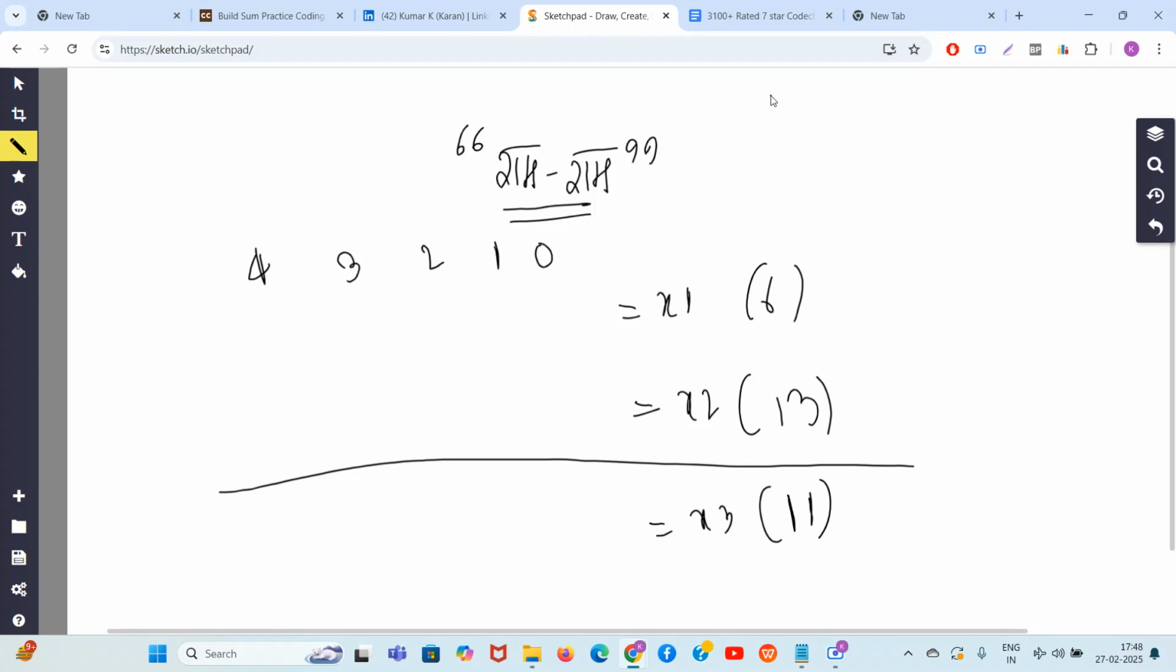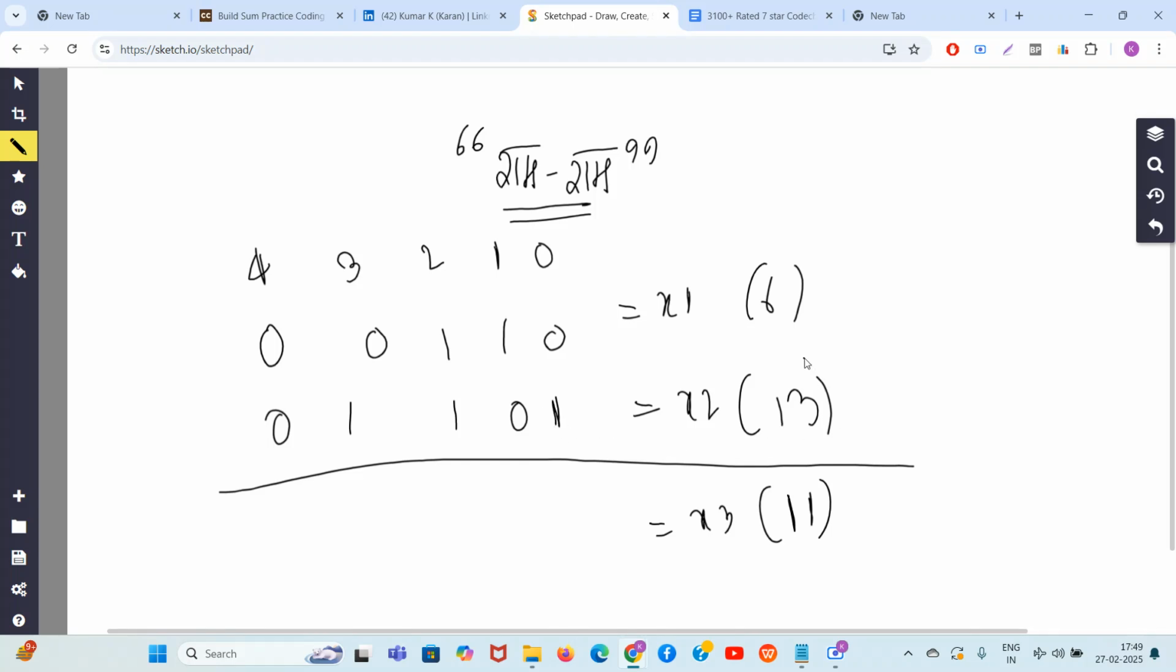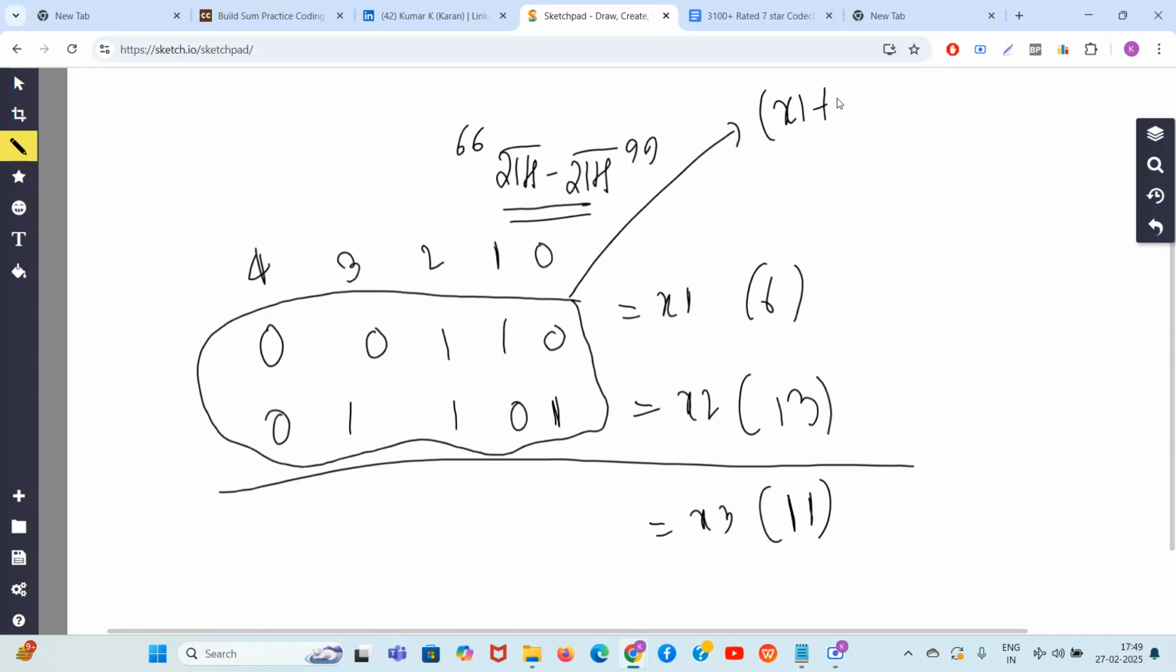6 looks like what in binary? 6 looks like 0, 0, 1, 1, 0. And 0, 1, 1, 0, 1 is the 13 representation. Now guys, you only think. Whenever a 1 is coming, you want to make this sum. What is this sum? This sum is x1 plus x2. You want to make this sum equal to 11.